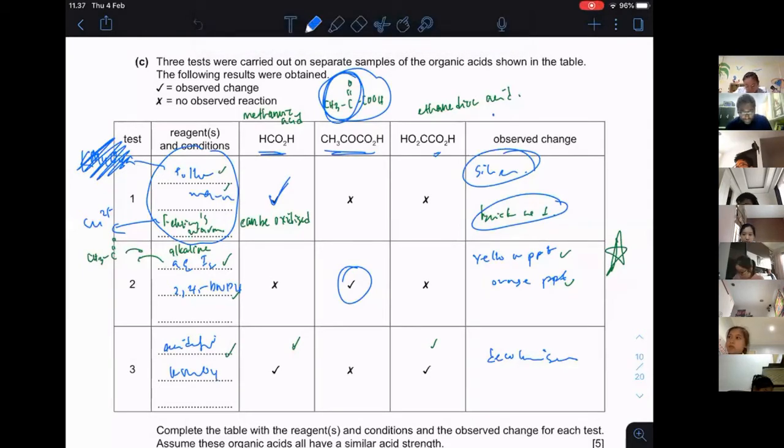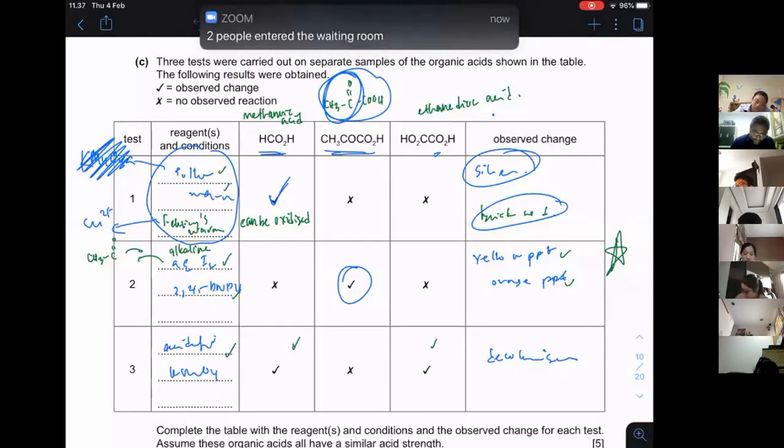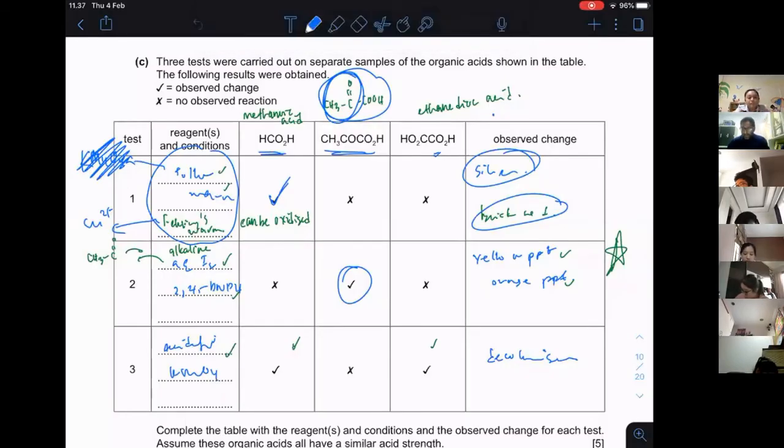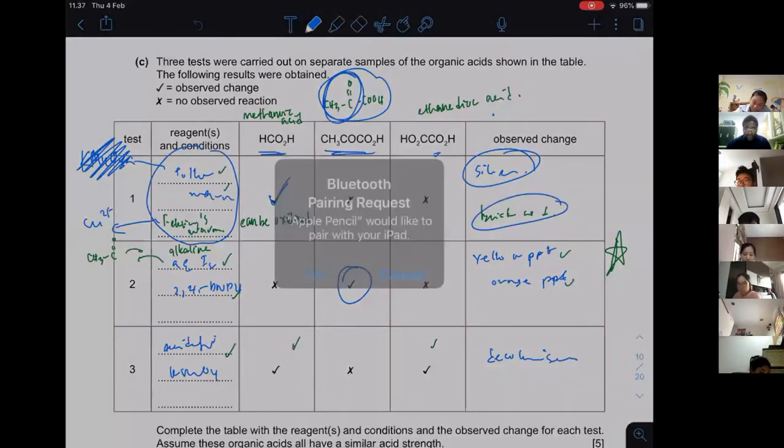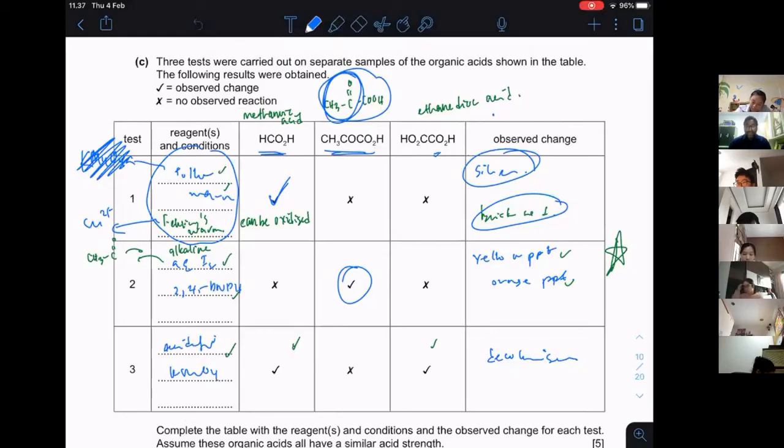So you see here, we have done this. I was mentioning this Tollens reagent. Tollens reagent and Fehling's we can use to oxidize methanoic acid. So even Tollens reagent, a mild oxidizing agent, can oxidize methanoic acid.